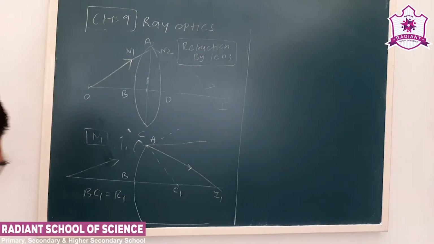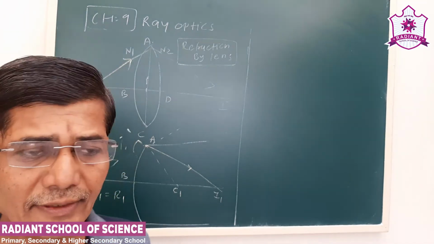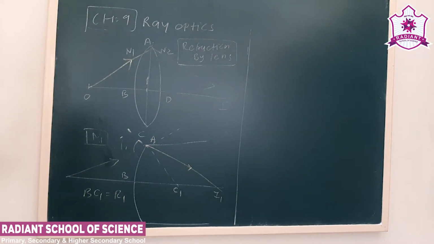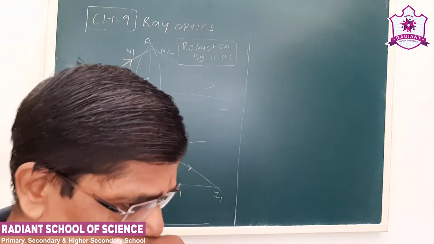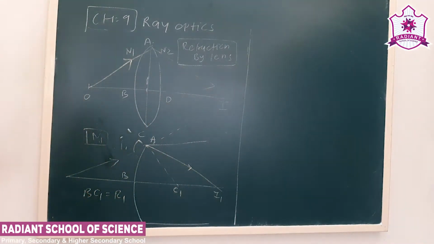Dear students, last time we studied refraction of light by a prism, and we also derived the equation for the refractive index of the material of the prism. Now today we have to study refraction by a lens.